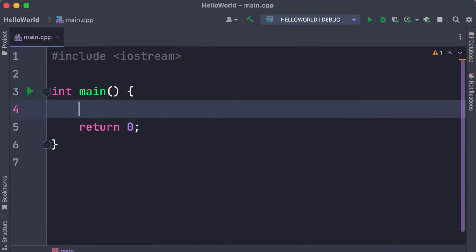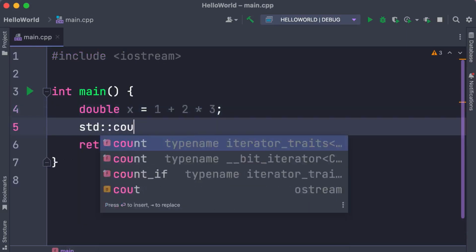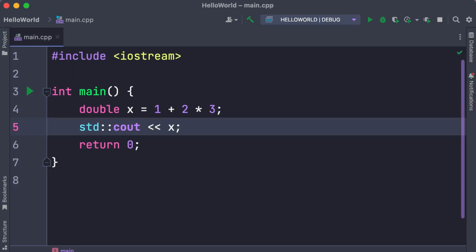When writing mathematical expressions, especially the more complex ones, you need to take into account the order or priority of operators. Let me show you what I mean. So I'm going to declare a variable called x and set it to 1 plus 2 times 3. Now, let's print x on the console. What do you think we're going to get? Pause the video and think about it for a second.